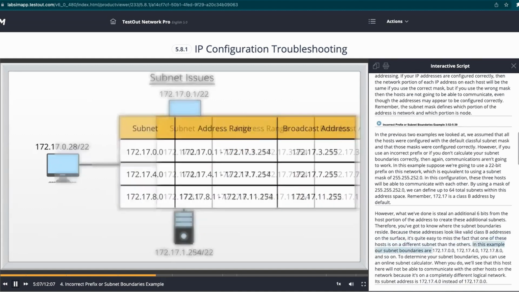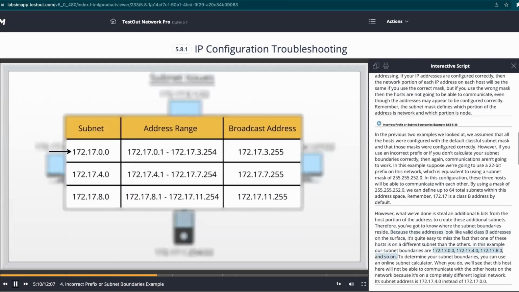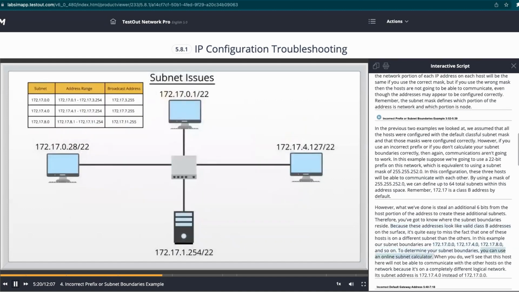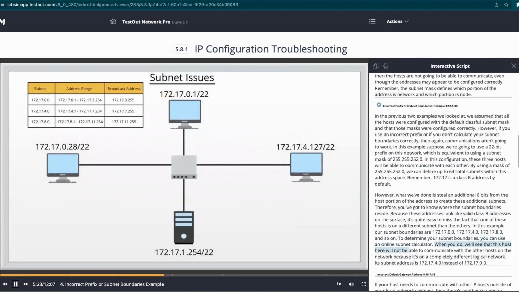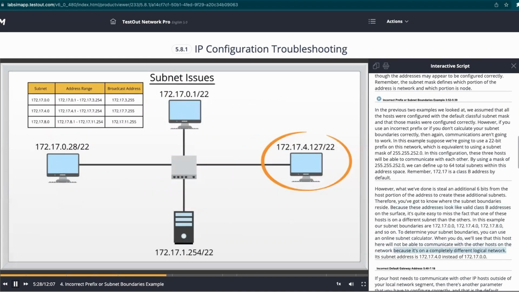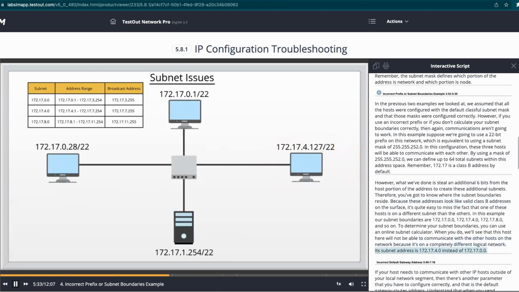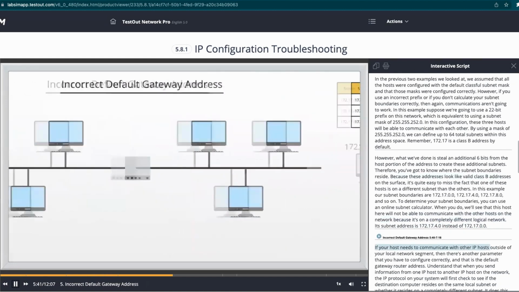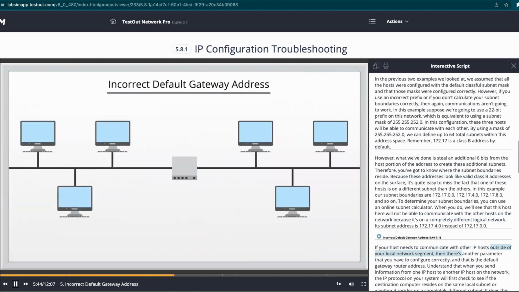Now, in this example, our subnet boundaries are 172.17.0.0, 172.17.4.0, 172.17.8.0, and so on. In order to determine your subnet boundaries, you can use an online subnet calculator. When you do, we'll see that this host here will not be able to communicate with the other hosts on the network because it's on a completely different logical network. Its subnet address is 172.17.4.0 instead of 172.17.0.0.